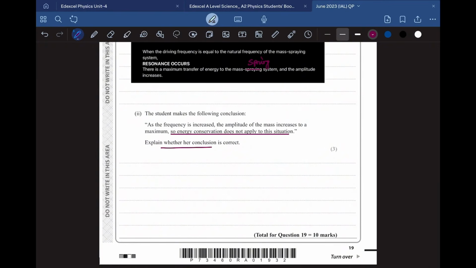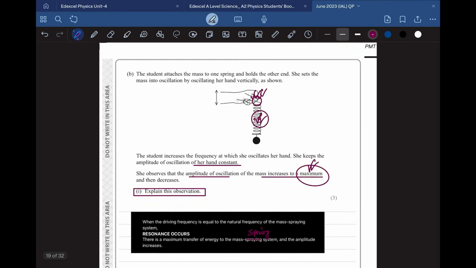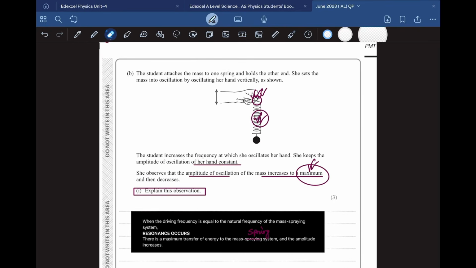The question says explain whether the conclusion is correct. No, it is incorrect. Why is it incorrect? We know one thing. Let's understand this completely right here. When he is moving his hands to oscillate the spring, the energy is transferred from his hands to the spring, right? And some of the energy is also transferred to the surrounding, right? Some of the energy is transferred to the surrounding, and some is transferred to the spring mass system.